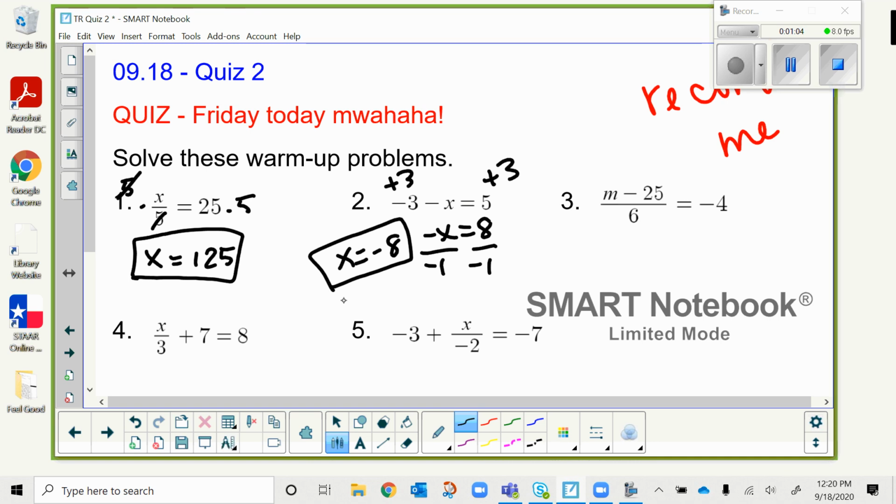And on number 3, we want to get m by itself. It's right here. But there's two things happening to it. There's a -25, and there's a divide by 6. So the question is, which one do you take care of first? And you should always take care of the division first, the divide by 6.